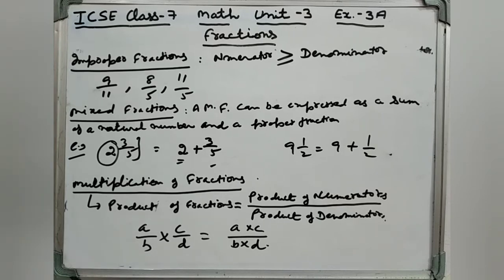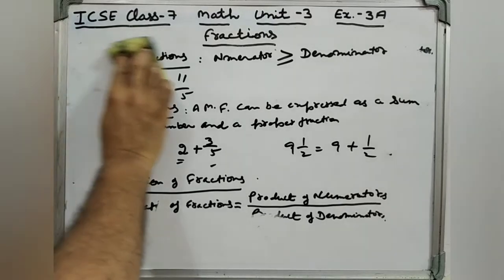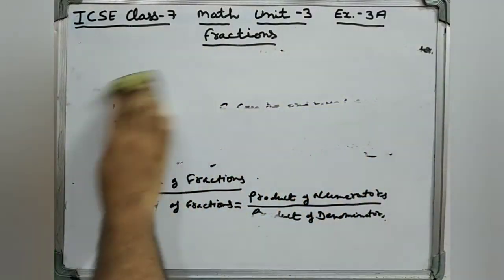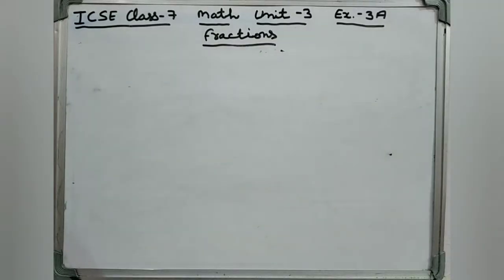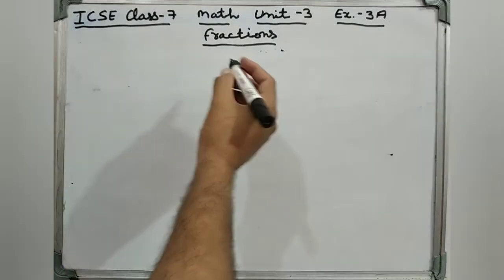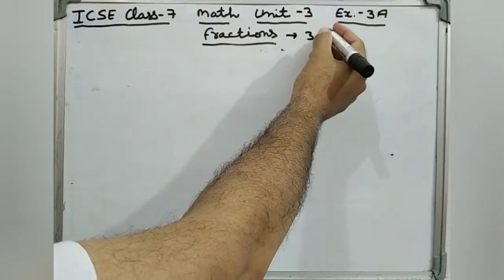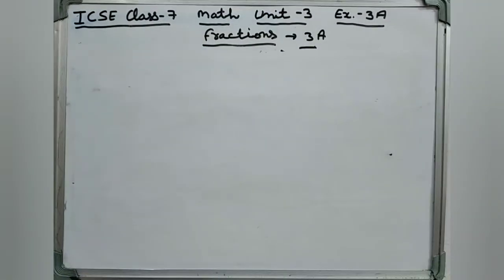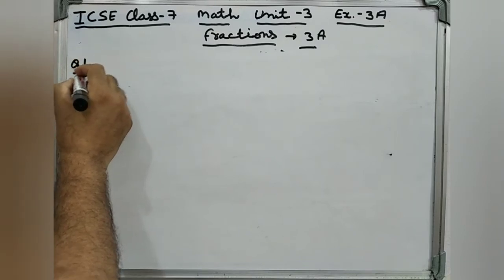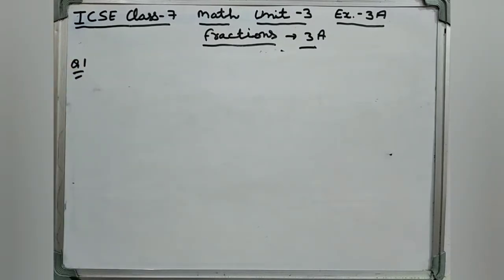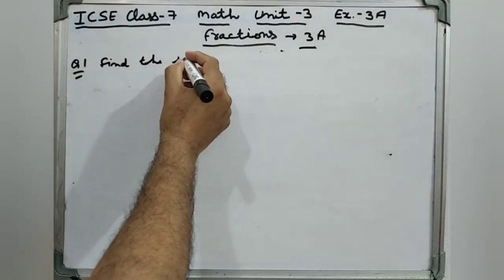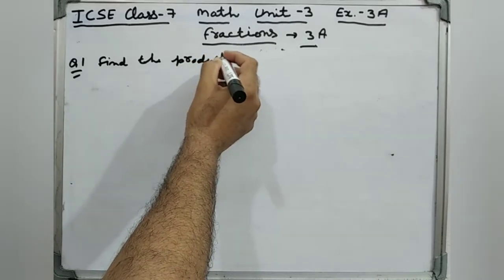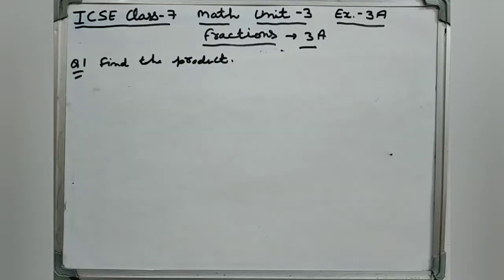Now we will move into exercise 3A. This was all the basic things you have to know. Now we will do the actual exercise. Exercise 3A. Now the first question is: find the product. Find the product, right?